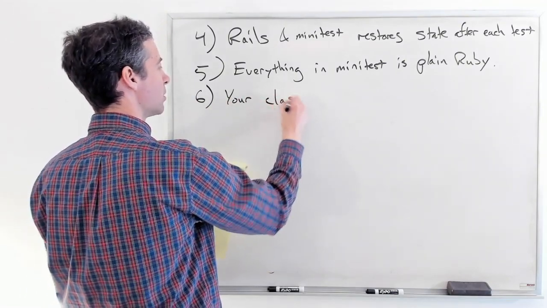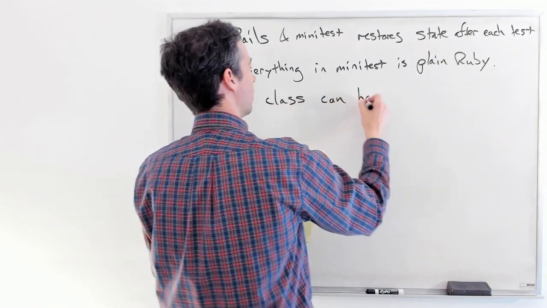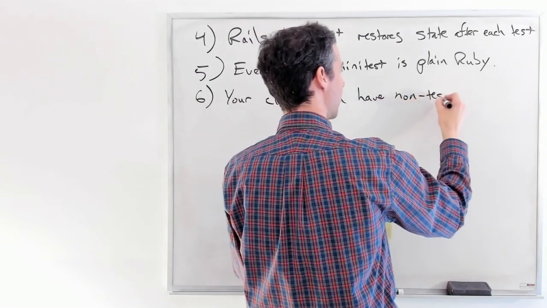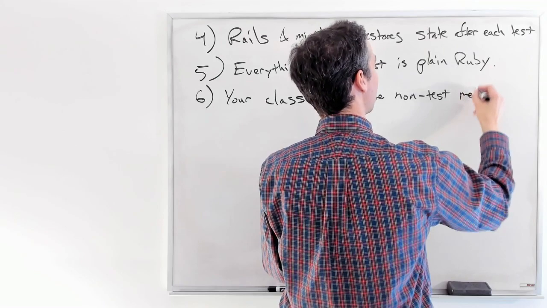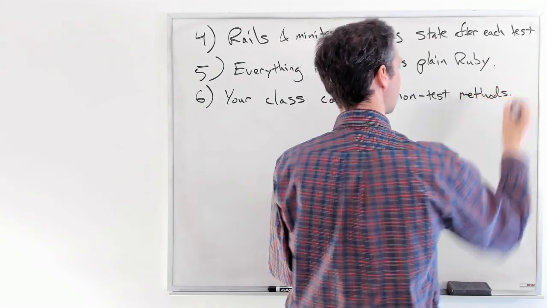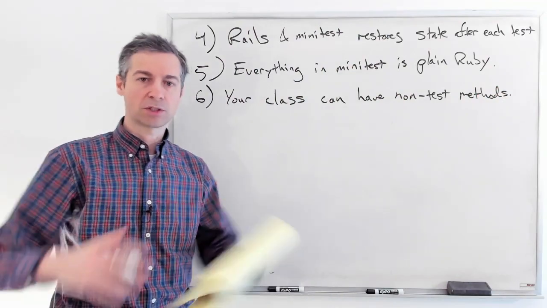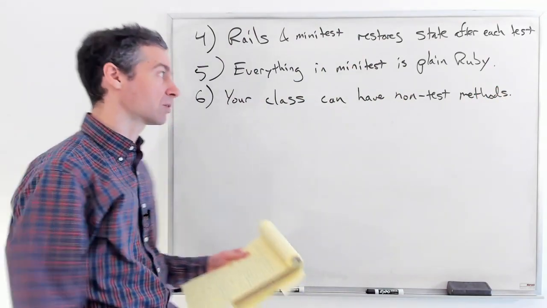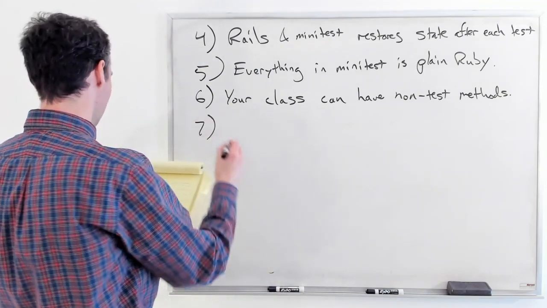Keep in mind, because it is plain Ruby, the class that you write can have non-test methods. So you don't have to have every method in there start with test underscore. So you can have other methods so that you can write in a nice fashion. You don't just create gigantic methods. You can still program in a sensible manner. So you can create other methods to help you write your tests.